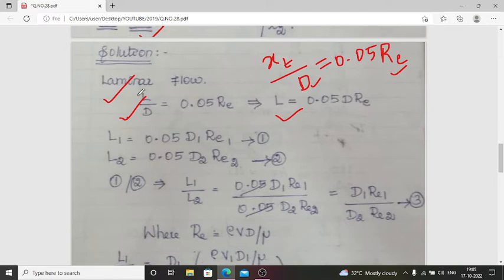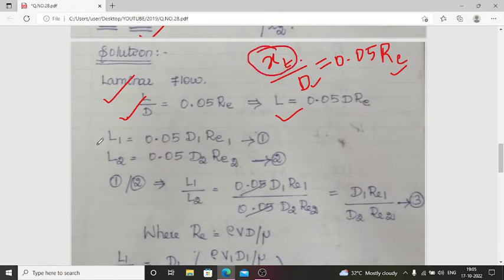Why am I using capital L here? The transition lengths L1 and L2 are given in our problem. That's why we take the transition length as capital L. But the formula is xt by D is equal to 0.05 times Re, where xt is equal to L, also the transition length.